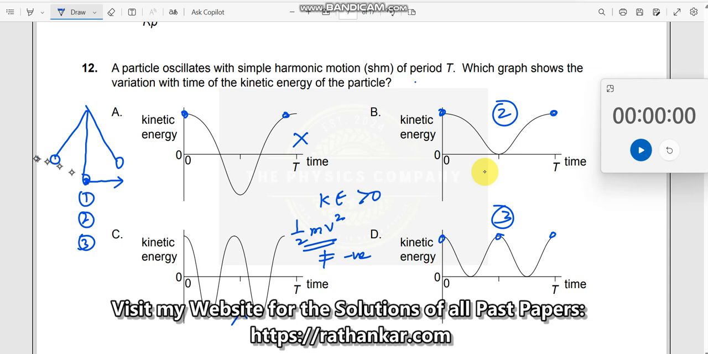So in one full cycle, kinetic energy is higher thrice. You see, kinetic energy is twice here, but here it is thrice. As a result, option D is the right option.